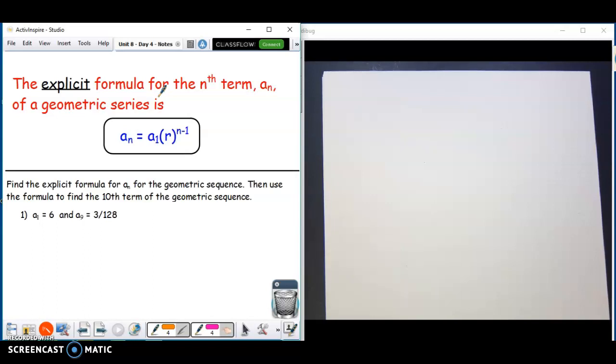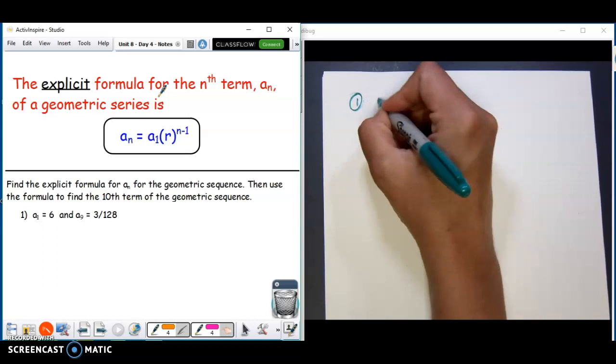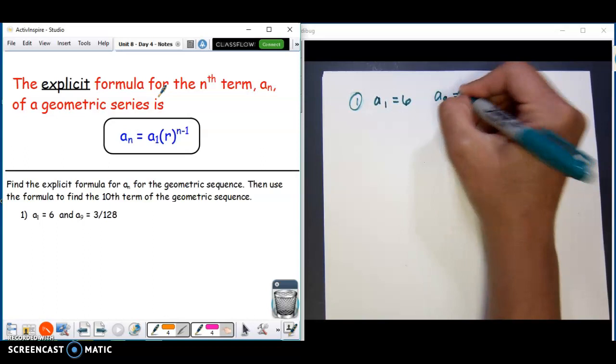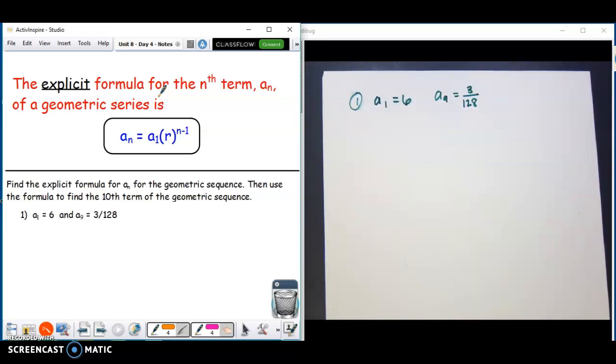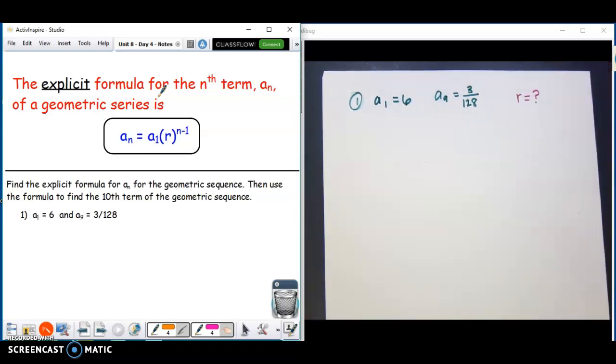For the first one, we want to find the explicit formula for the geometric sequence. Just like with the last day where they told you it was arithmetic, they have to tell you if it's geometric or arithmetic. And then we want to find the 10th term. Our a sub 1 is 6, and our a sub 9 is 3 over 128. Just like we did with arithmetic, we're always going to find our common ratio first. So we're going to find r first, and then after we find r, we'll go from there.